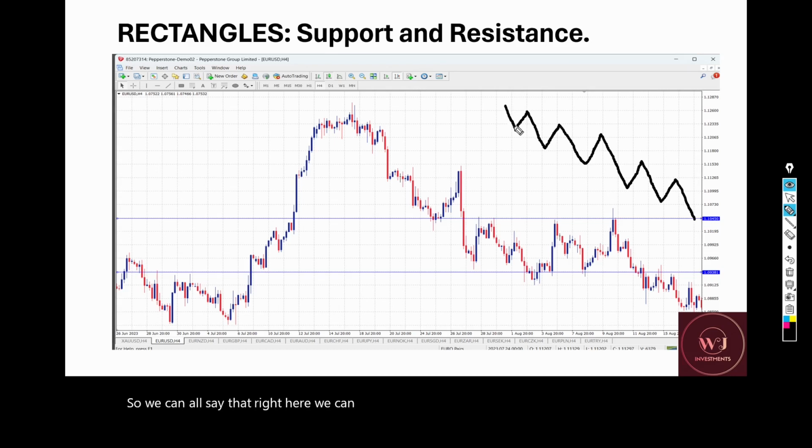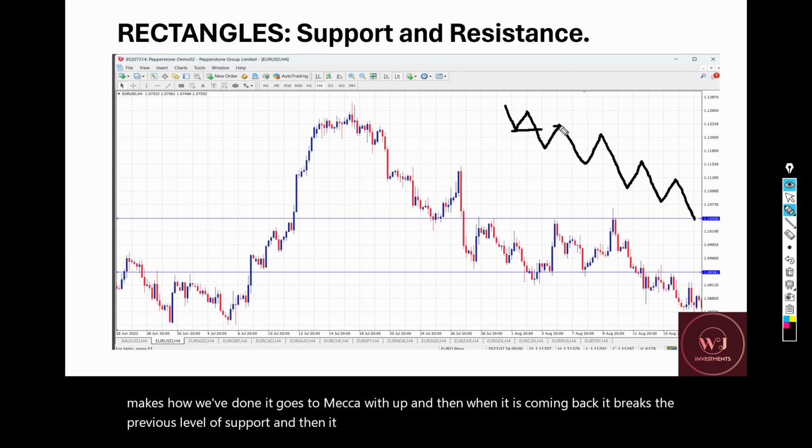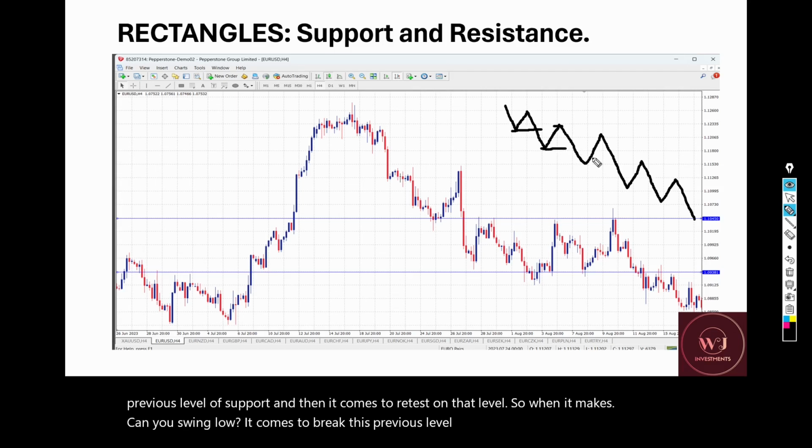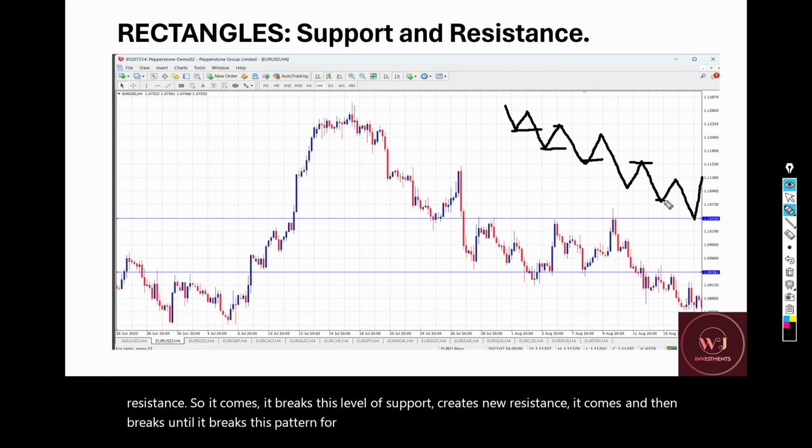When the price makes a wave down, it goes on to make a wave up. Then when it is coming back, it breaks the previous level of support and comes to retest that level. When it makes a new swing low, it breaks this previous level of support and creates a new resistance. It keeps doing this until it breaks the pattern. For example, instead of testing this level of support, it just breaks through it.